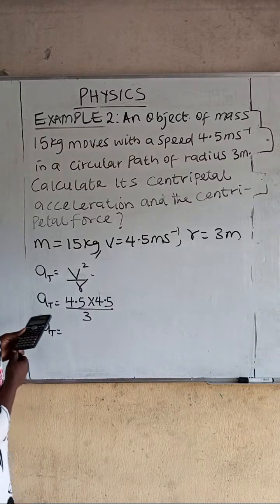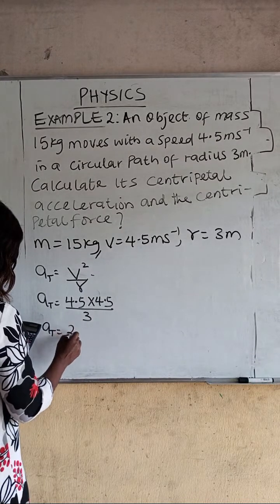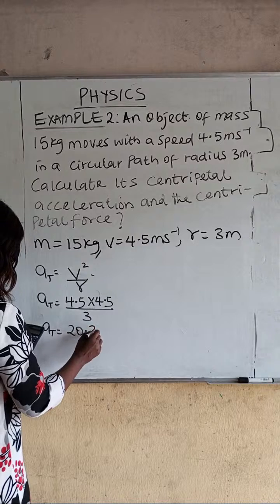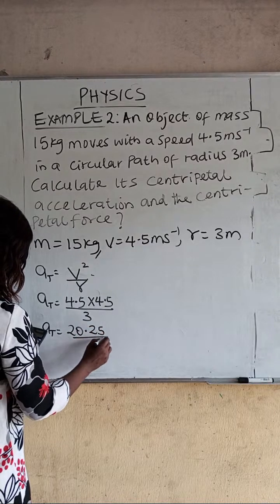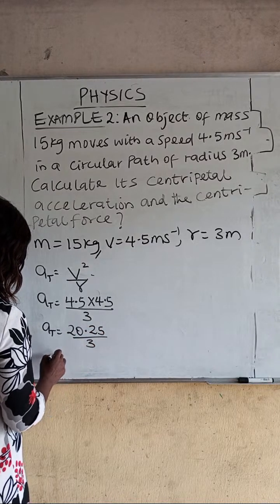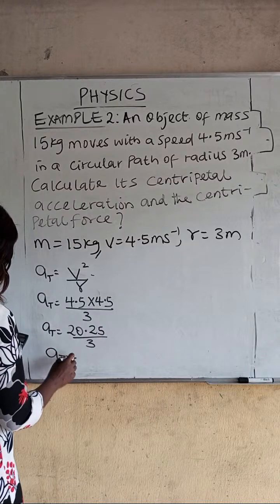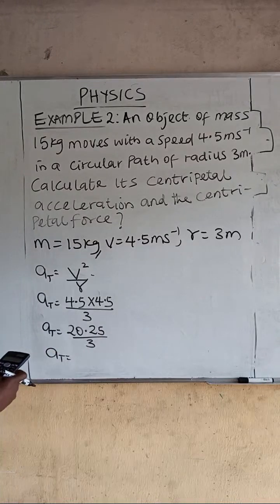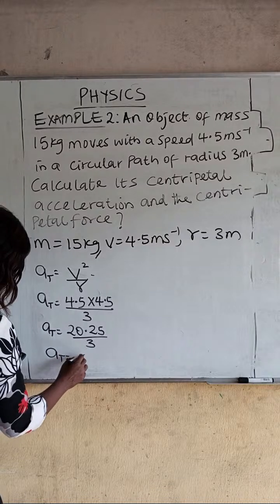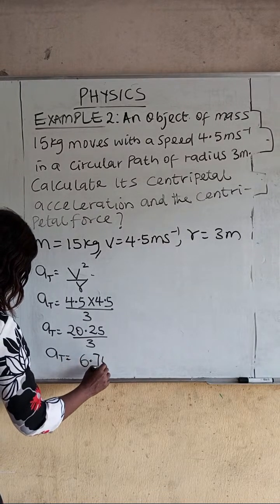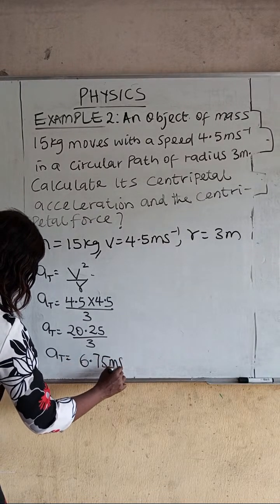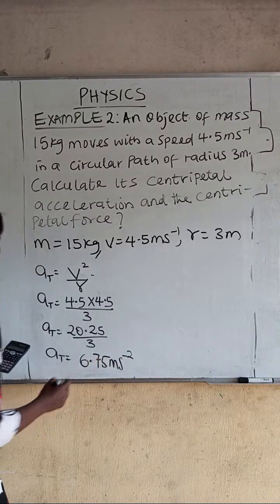So I have 20.25. Then I divide both sides by 3. I'm going to have my acceleration to be 6.75 meters per second squared. Okay.